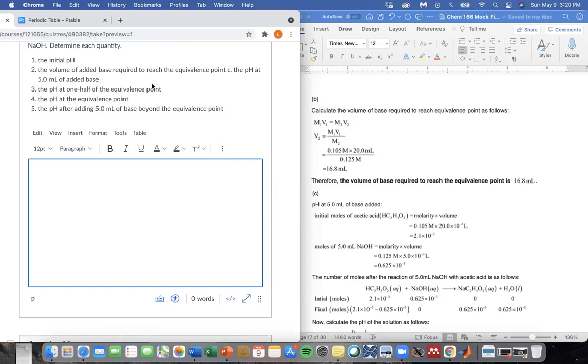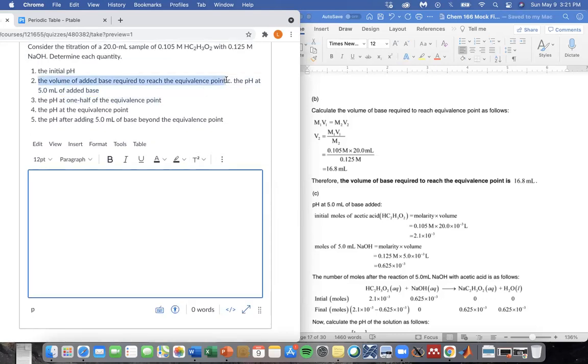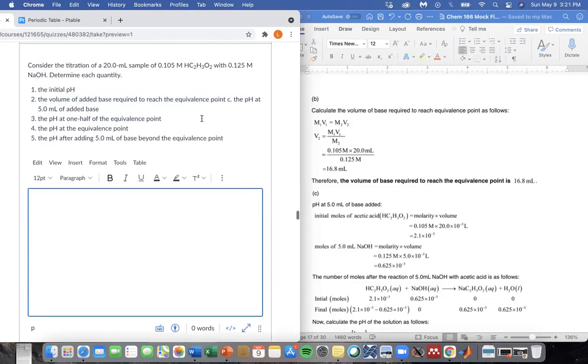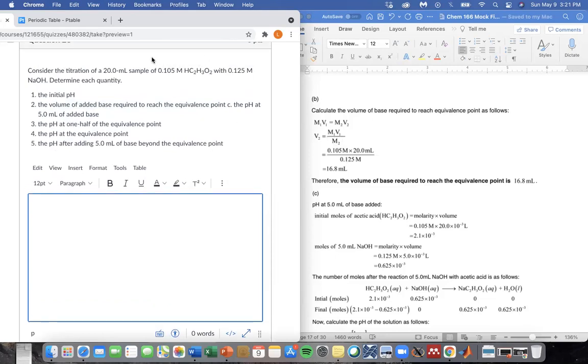For the volume of added base to get to the equivalence point for part 2 here, you would do your molarity times your volume, M1V1 equals M2V2. So I guess in order to be at the equivalence point, your moles of your acid have to equal your moles of your base. You know your moles of your acid already, and you have the concentration of your base. And so you need to find the number of moles of your acid that are present, and then you know how many moles of your base you need. Then you have your concentration, and you can just solve for volume.